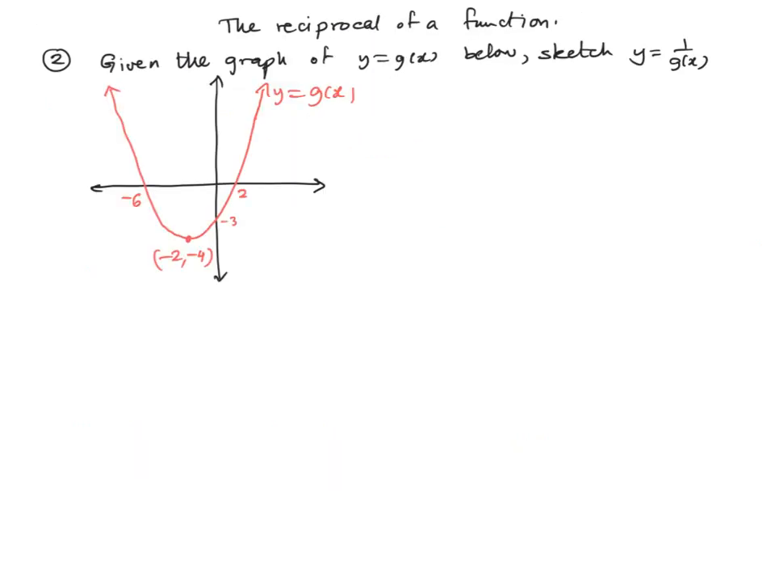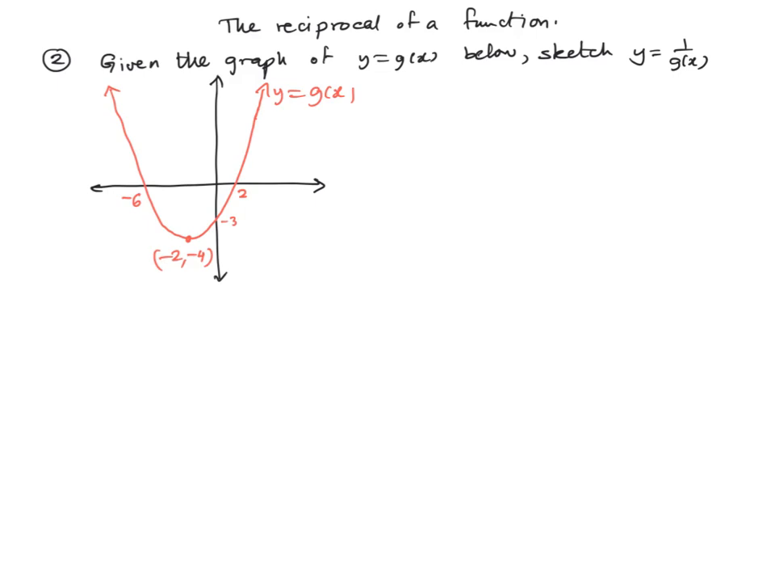Okay, so now we're moving on from simple rational functions, and we're now going to talk about the graph of the reciprocal of a function. What we mean by that is we have the graph of y equals g of x, let's say this one. We're now trying to sketch the graph of y equals 1 over g of x. So there's still that rational piece to it, but it's the reciprocal of a function.